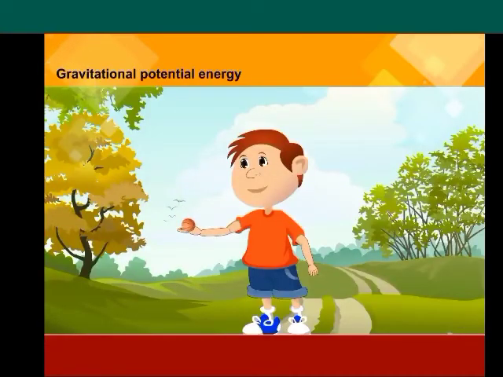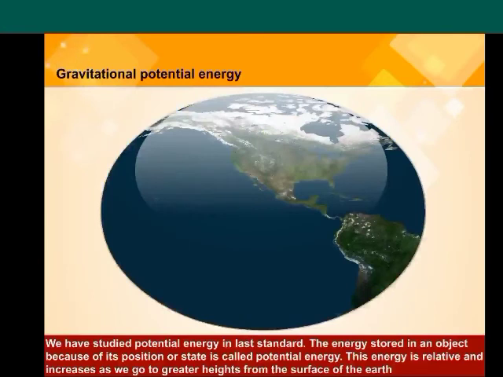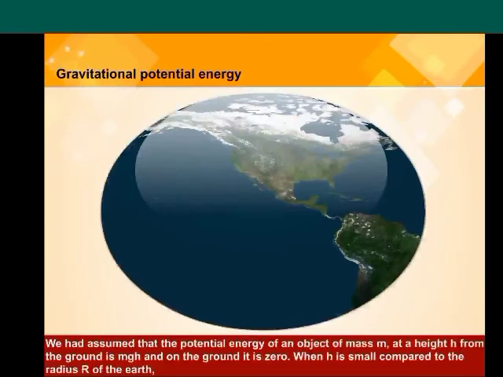Gravitational potential energy. We have studied potential energy in the last standard. The energy stored in an object because of its position or state is called potential energy. This energy is relative and increases as we go to greater heights from the surface of the Earth. We had assumed that the potential energy of an object of mass m at height h from the ground is mgh, and on the ground it is 0.